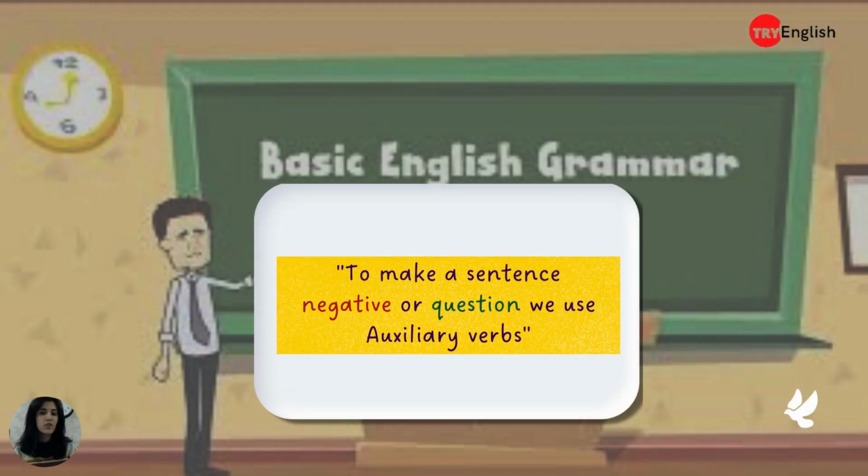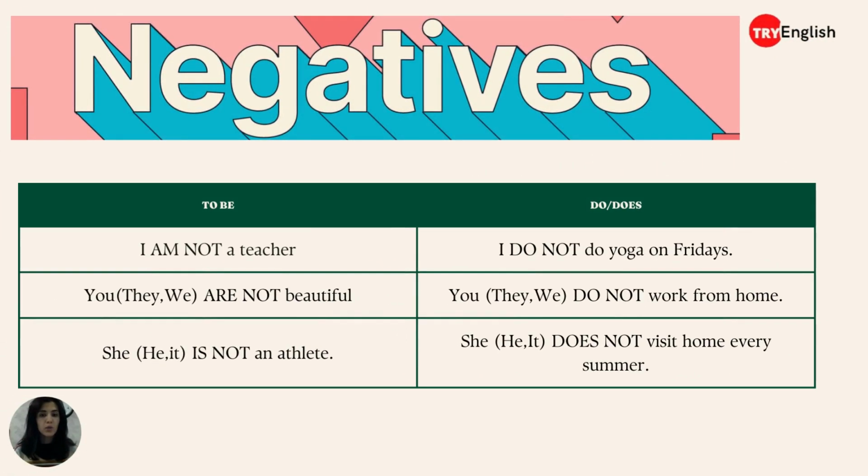Now, as mentioned before, when we want to make sentences either negative or questions, we use an auxiliary verb. How do we do that? Let's take a look at a few examples. For example, with verb to be, we use not. Basically, we use not with all of them, but let's see what the difference is.